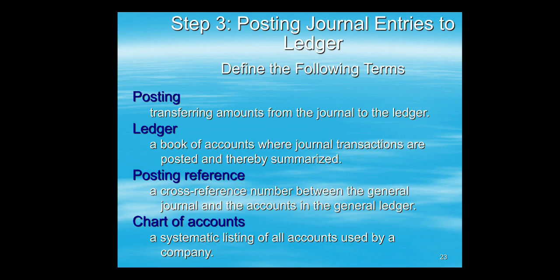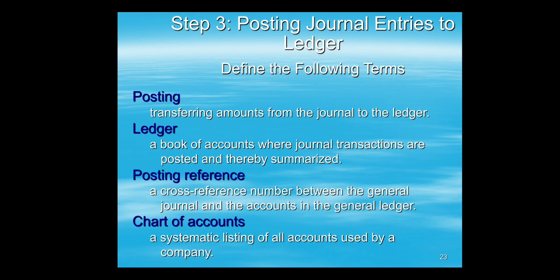In the ledger, in the book that we call ledger, there are many accounts. Posting reference, a cross-reference number between the general journal and the accounts in the general ledger. Remember, I have told you in the previous slide, there is an example that shows that cash has a reference number of 101. Okay, that is the reference number. When you transfer data from journal to the ledger, maybe this reference number is useful because you can check the code of the account.